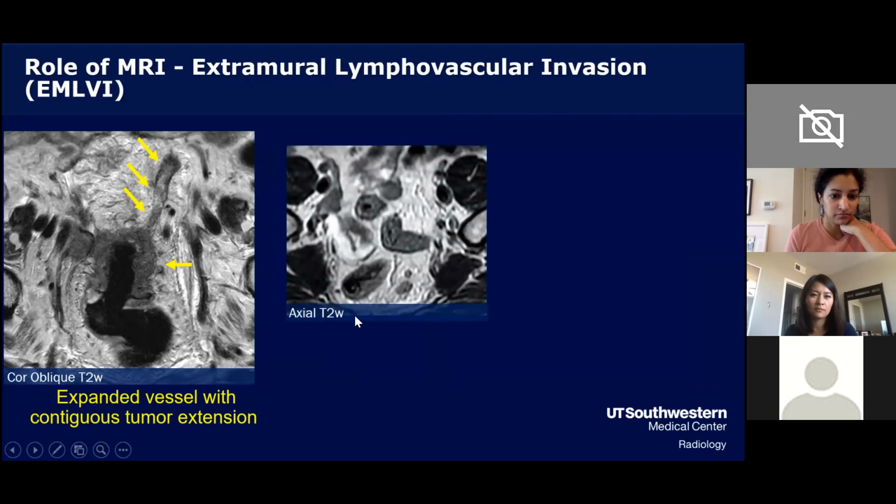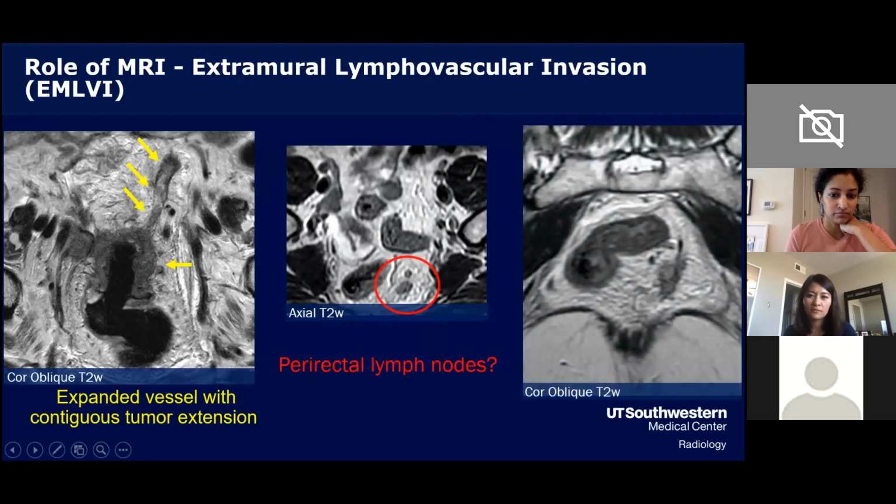But how about this? This is a different patient, axial image, and you can see a couple of these nodules in the mesorectal fat, and you may be inclined to call these mesorectal lymph nodes. But before you do, you definitely want to look at these on a different plane. And when we look at the coronal oblique plane, we see that this is actually a tumor implant along the course of a vessel. So this actually meets definition of lymphovascular invasion. So you wouldn't call this a lymph node, you would call this a tumor deposit along a vascular bundle, which qualifies as positive lymphovascular invasion. So this patient would be called as having lymphovascular invasion.